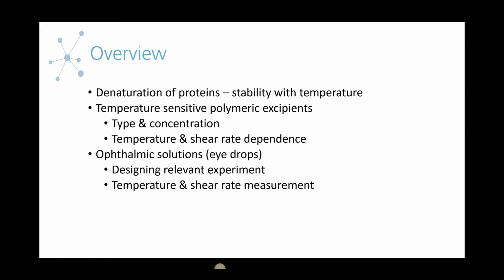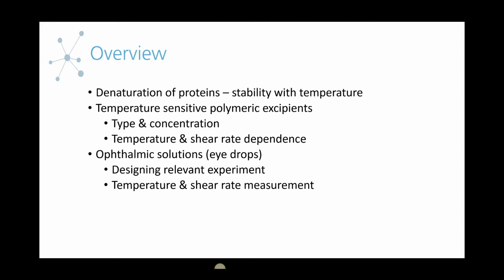So what we're going to look at first, a popular topic, is the stability of proteins and at what temperature your protein will denature. We're going to look at how viscosity could possibly be an alternative method to monitor this process in proteins. Also, there are common pharmaceutical excipients that are referred to as thermo-reversible or thermosensitive. We're going to look at how these behave, what types of viscosity behavior we get as a function of the type, also the concentration, and we're going to see what the shear temperature and shear rate dependence is.